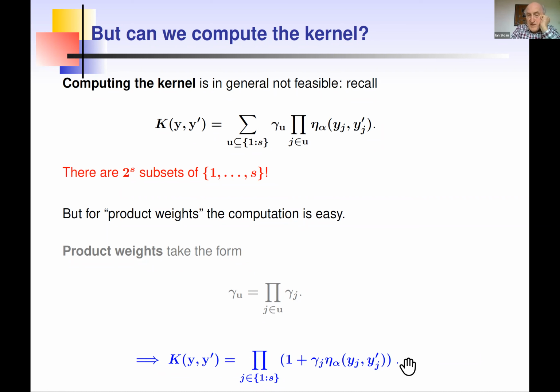To prove this, to check this, you only need to think about expanding out this product here. So 1 plus this gamma j. When you multiply it all out, you get the sum over all subsets of the products of gamma j's over j in the subset. You see that works out? So it's actually very easy.